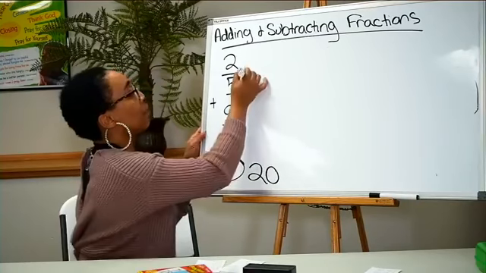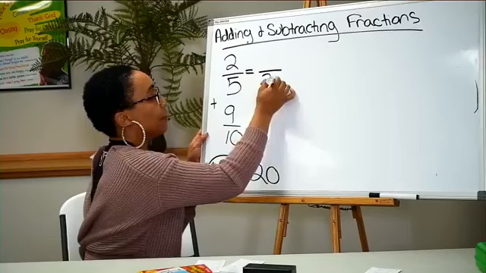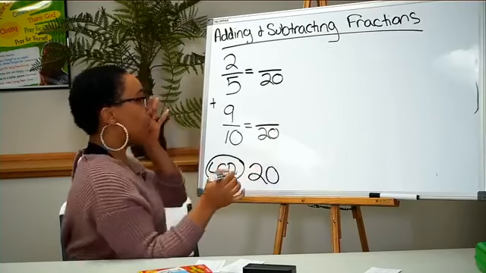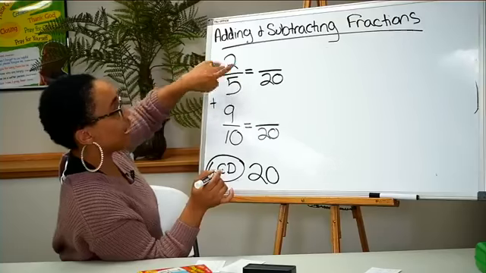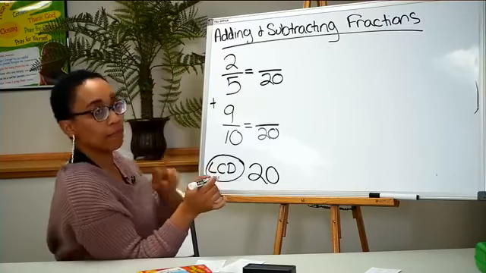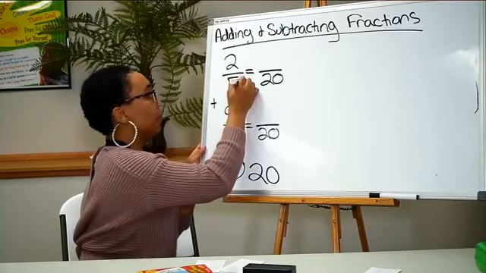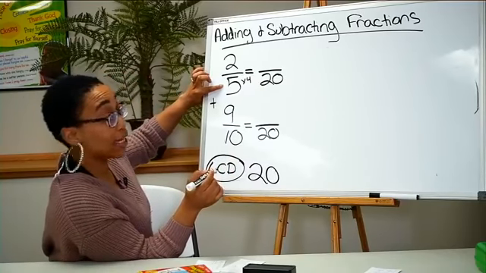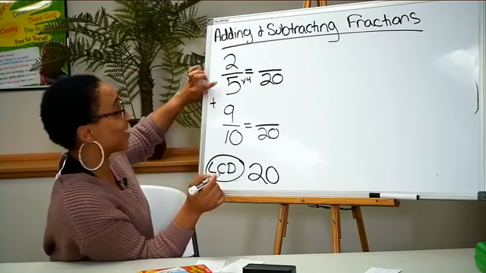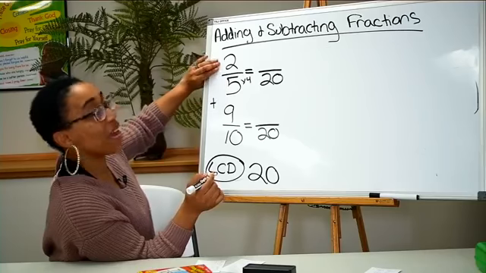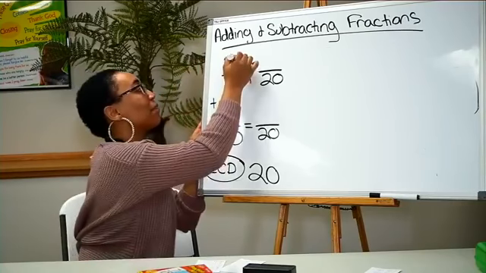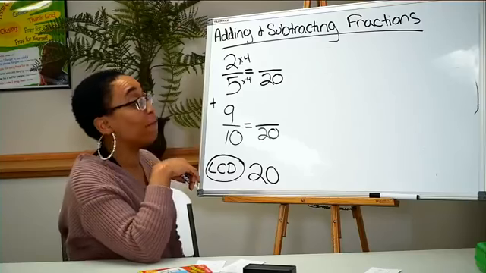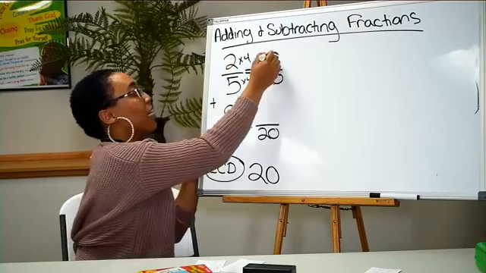Okay? So we're going to change this to 20. We're going to change this to 20. All right? So 5 times what is 20? That's right, 4. What you do to the denominator, you have to do to the numerator. So we have to multiply both by 4. So 2 times 4 is 8.